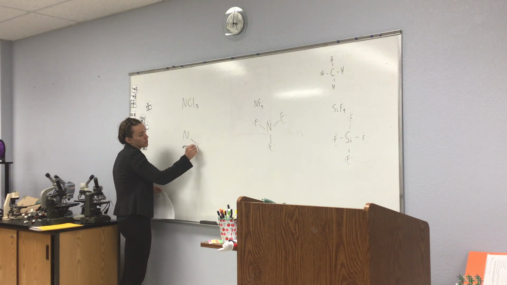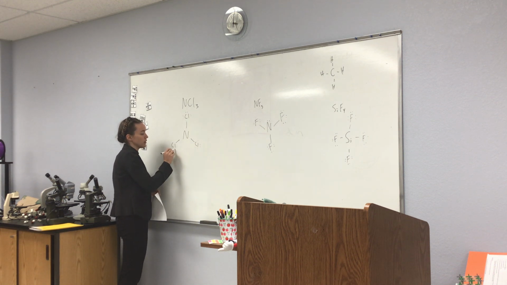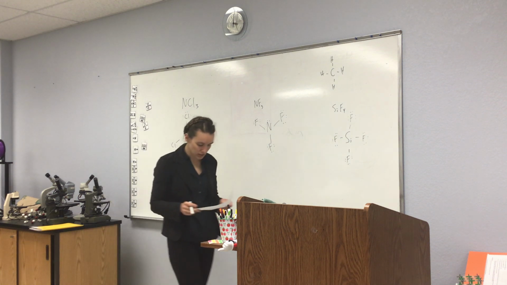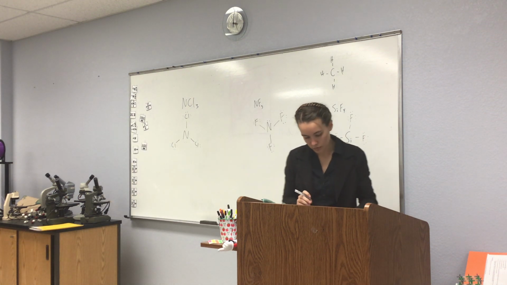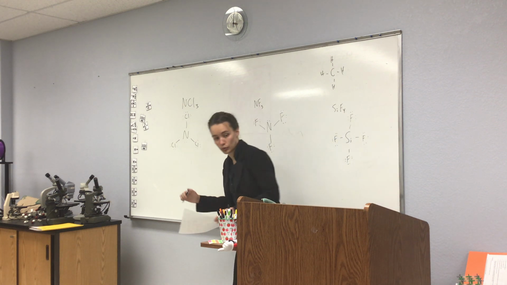So, we have our central atom, and if you add up the bonding pairs, you realize, oh, it's also going to have a lone pair. What shape is this? Trigonal pyramidal. CS2.